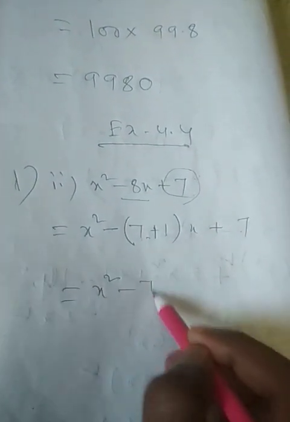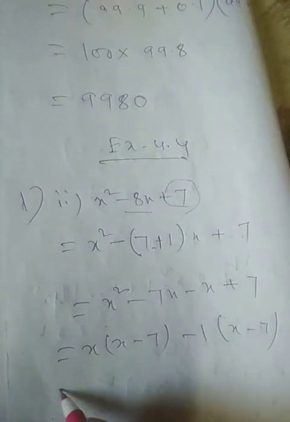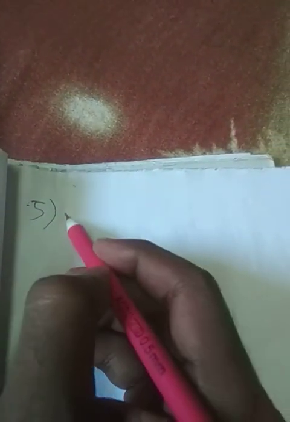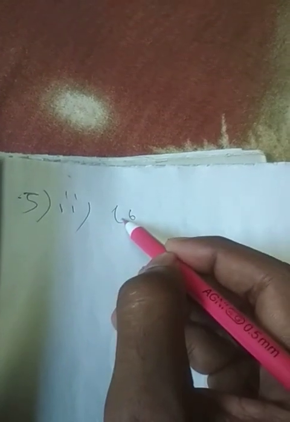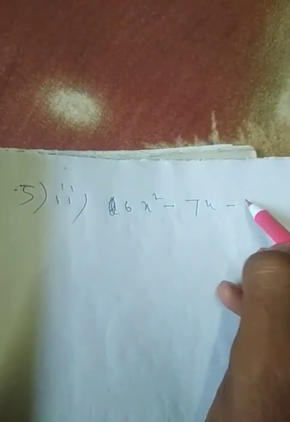So I got x square minus 7x minus x plus 7. Now take the common. So result is x minus 7 into x minus 1. Okay, math number 5, number 2. That is given 6x square minus 7x minus 3.